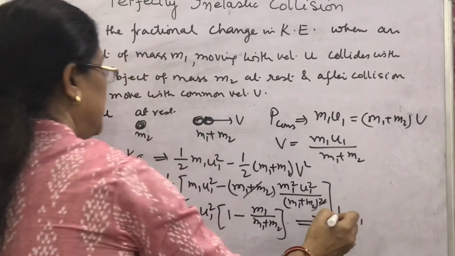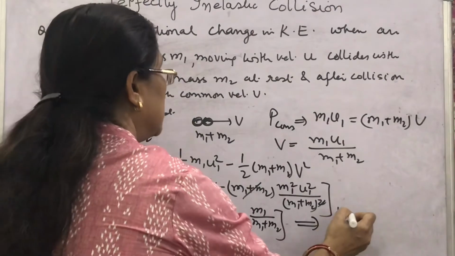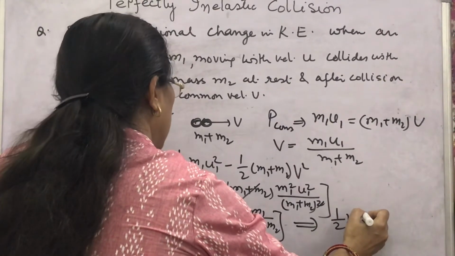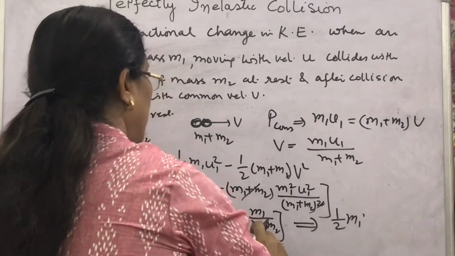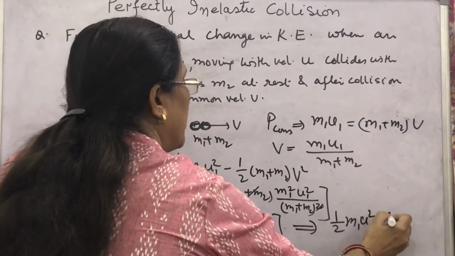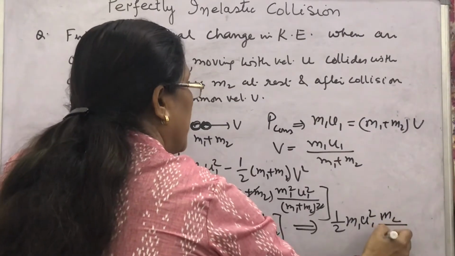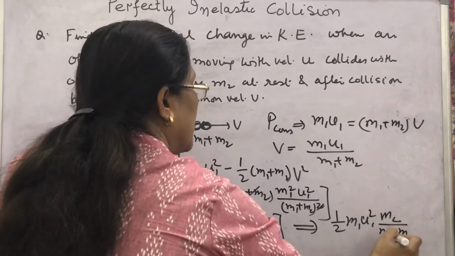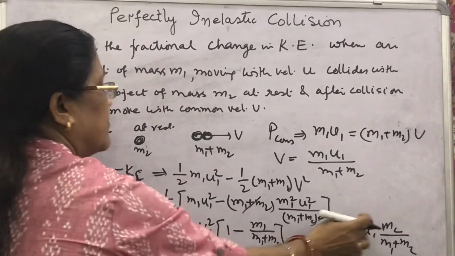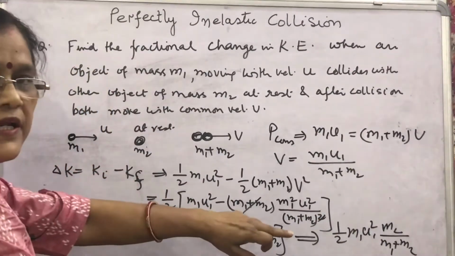m1 u1 square, (m1 plus m2 minus m1), so it will be m2 upon m1 plus m2. In this m1 plus m2 minus m1, so m2 will be left here. This is the change in kinetic energy.